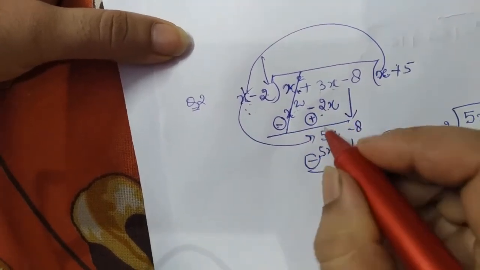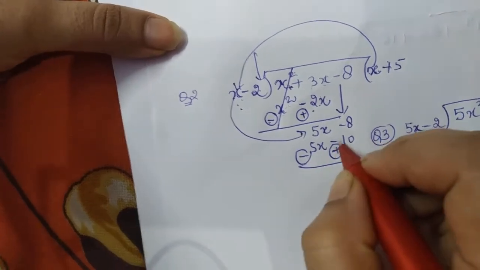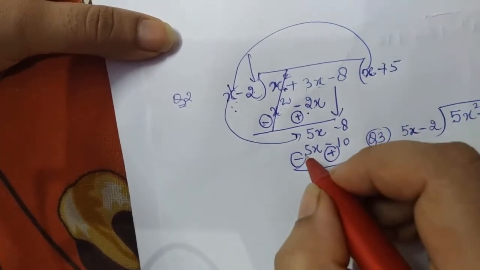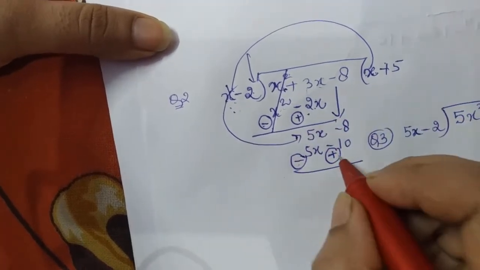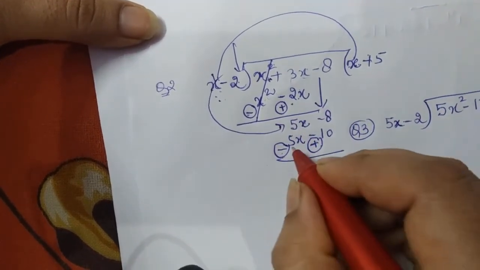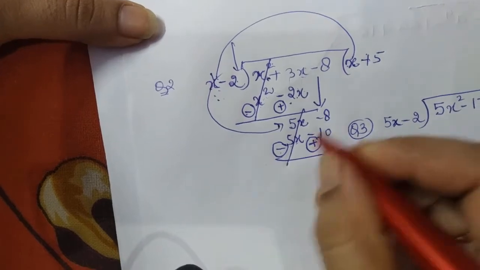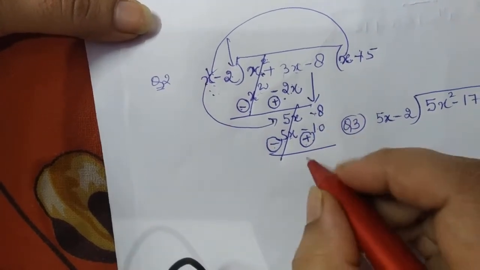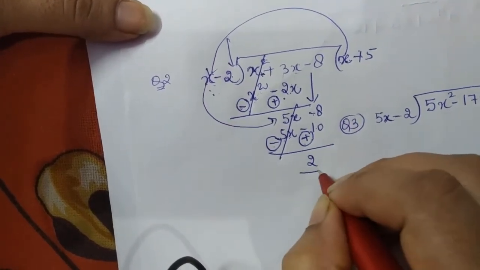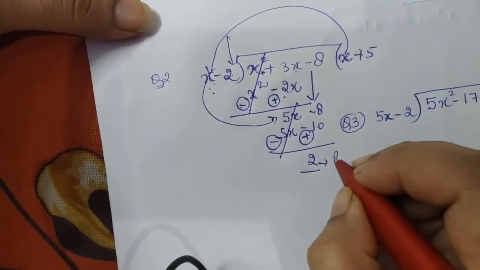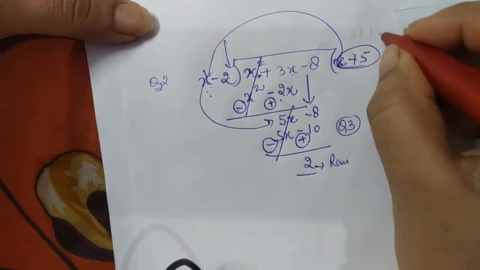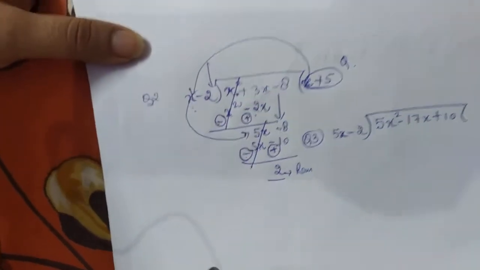Always try to have a habit that new signs should be packed in circles, so that you should be clear that now I have to perform the calculations according to the new symbols. 5x minus 5x cancelled. Minus 8 plus 10, positive 2. Do you have another term to call down? No. So this is my remainder and this is my quotient.